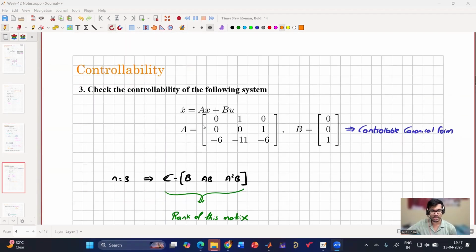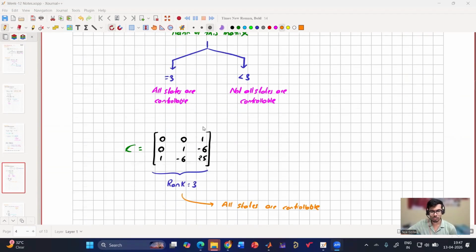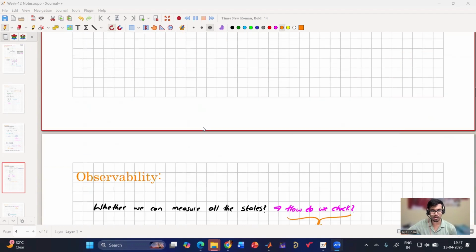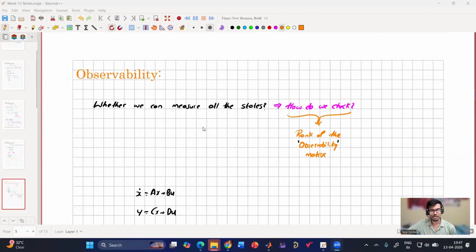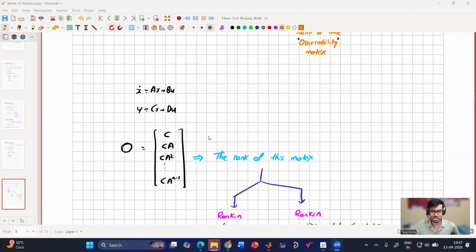And in the third problem, we have considered a third order system and we have seen the rank is equal to the order of the system and all the states are controllable. And then we have moved to the observability, which means whether we are able to measure all the states or not. If not, we might have to estimate.